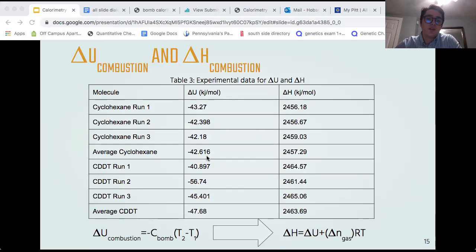Once you get your delta U, you can plug and chug in the equation on the right, and that's how we get our delta H values. And then we're able to average them as seen on the chart.